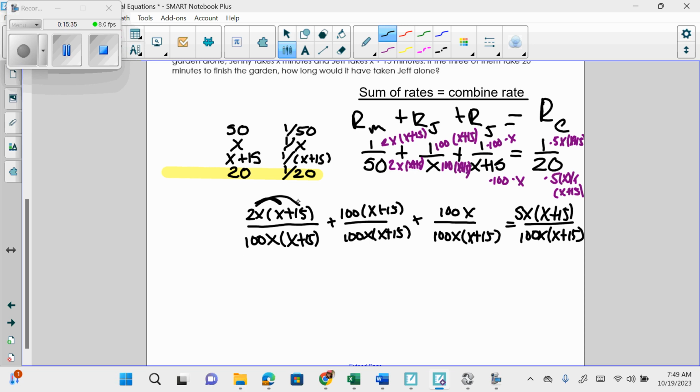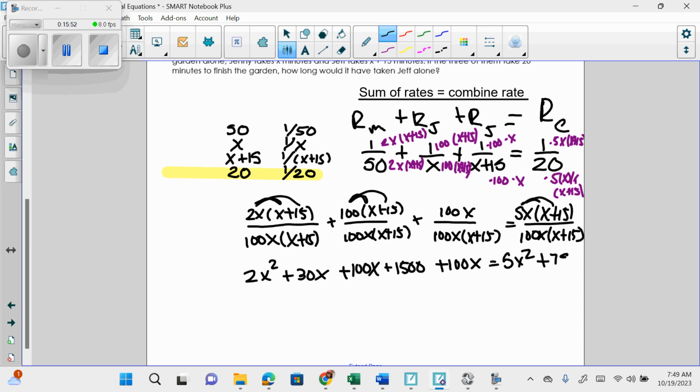So I get 2x squared plus 30x plus 100x plus 1500 plus 100x equals 5x squared plus 75x. I'm going to combine my like terms on the left side here. So I get 2x squared plus 230x plus 1500 equals 5x squared plus 75x.